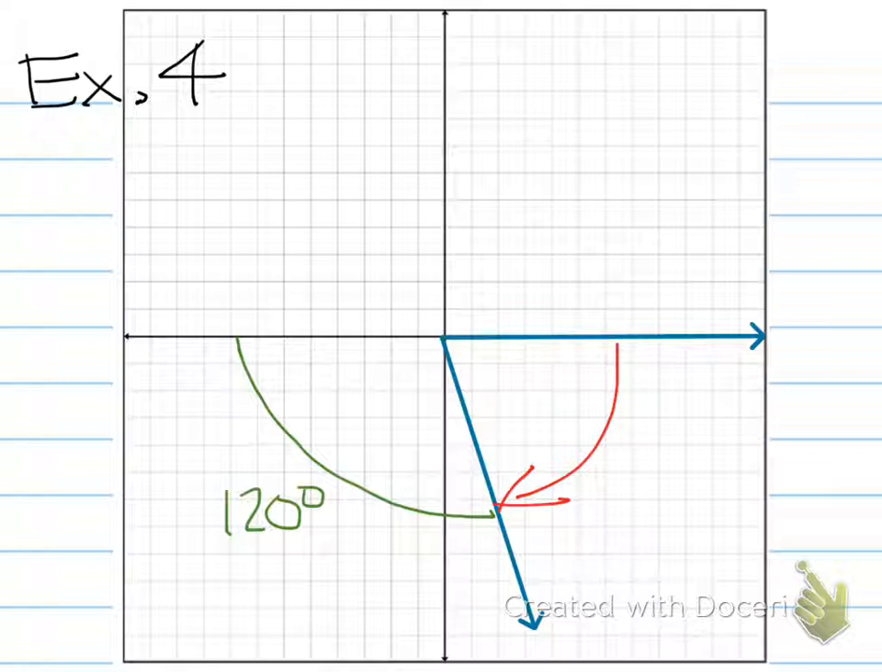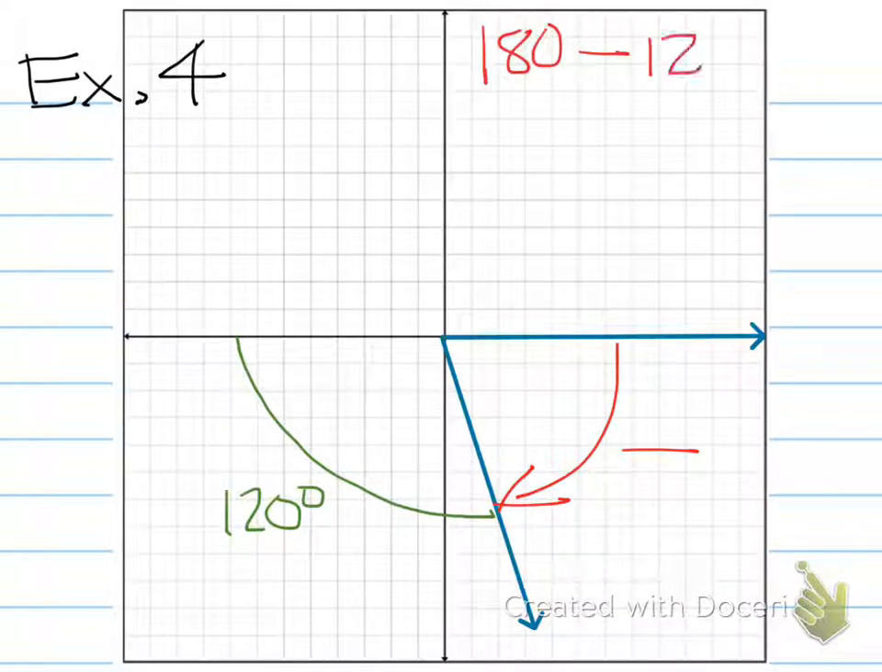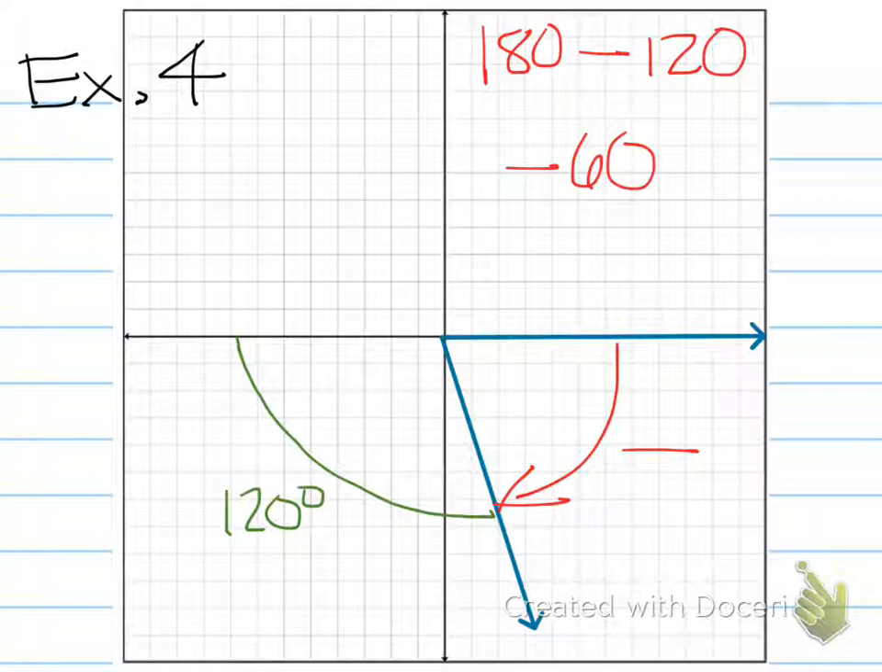And in this figure, we are rotating clockwise, so the angle measure is going to be negative. The angle formed by the initial side and the negative x-axis is 180 degrees. So I'm just going to subtract the 120 from the 180 to get 60. And again, since we're rotating clockwise, it's going to have a negative measure.